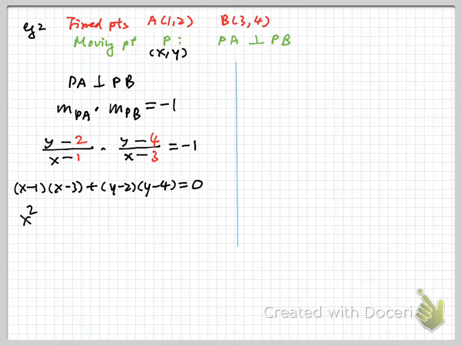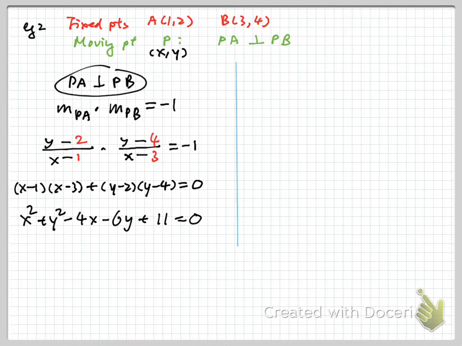So that is x squared plus y squared minus 4x minus 8y. Sorry, it should be minus 6y, plus 8 plus 3, 11, equals 0. So that is the equation of a circle. But never mind whether it's a circle or not, we just follow the idea. PA is perpendicular to PB, and we translate it into something we can calculate and carry on.